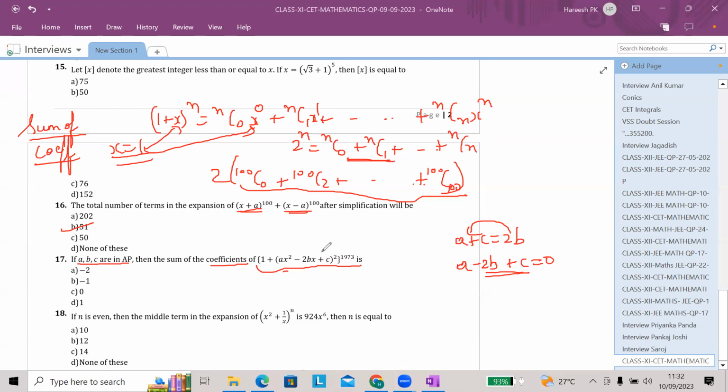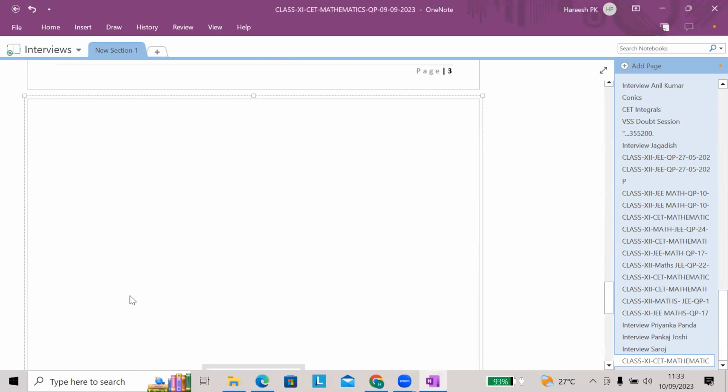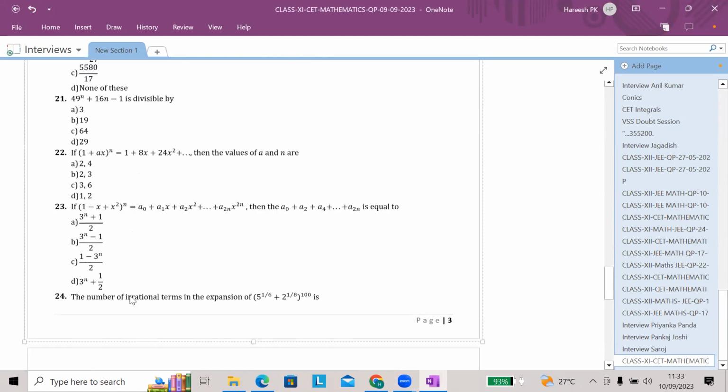So in the similar way, because here we want sum of coefficients, I'll have to put x as 1. So when I put x as 1, I'll end up getting (1 plus a minus 2b plus c) whole power 1973. But a minus 2b plus c is already given to be 0. So the answer is 1 power 1973, which is 1. So important question, easy question. We move on to the next question. If n is even, the middle term in the expansion.